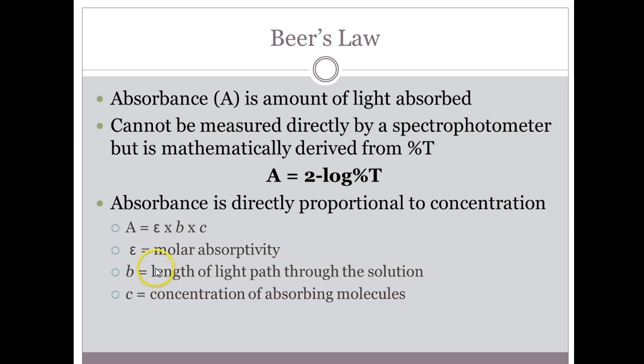So Beer's law, sometimes you refer to it as A equals the molar absorptivity times the length of the light path times the concentration of absorbing molecules. So you'll see it referred to that as sometimes too. Knowing that we use absorbance, which is figured out by taking 2 minus the log of percent transmittance, if you've got that, you're doing great.